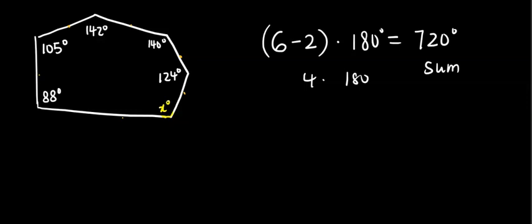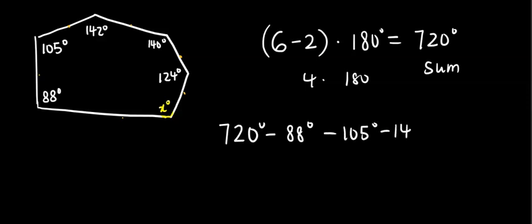If we want to find x, we just continue to subtract. We can find x by subtracting 88 and 105, minus 142, minus 140, minus 124. Alright, we subtract all of this from 720. Then we will be able to find what x is.